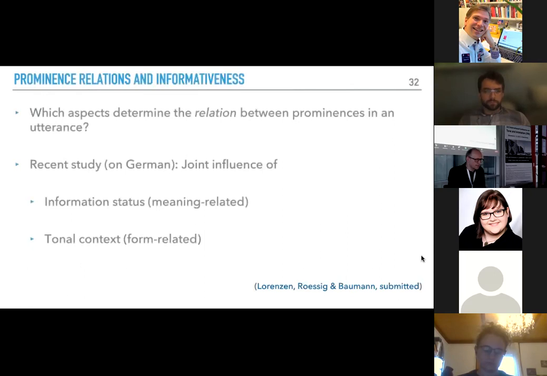Right, but let's dive a little bit deeper into the idea of the rhythmical frame. It triggers the question of the relation between, or the relativity of, prominences in the same intonation unit. I think Frank asked a question yesterday about this. And also by which aspects these are influenced. We are currently analyzing a study on German in which we tested the joint influence of meaning-related and form-related factors on the prominence relation between two pitch accents, looking at both paradigmatic and syntagmatic effects.